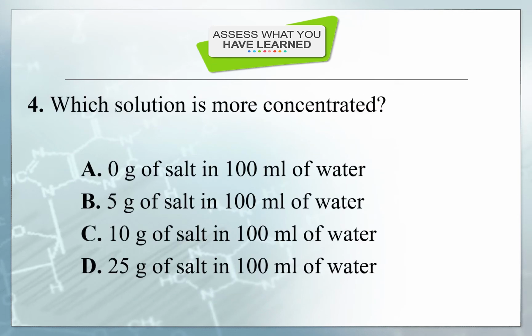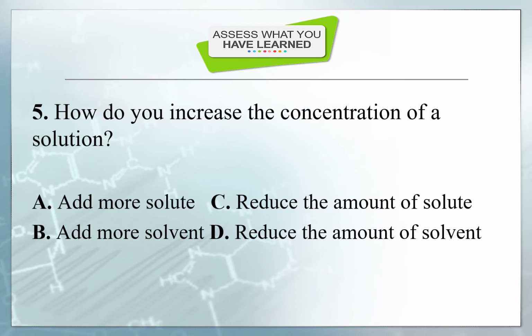Number 4. Which solution is more concentrated? A. 0 grams of solute in 100 ml of water. B. 5 grams of solute in 100 ml of water. C. 10 grams of salt in 100 ml of water. D. 25 grams of salt in 100 ml of water. Number 5. How do you increase the concentration of a solution? A. Add more solute. B. Add more solvent. C. Reduce the amount of solute. D. Reduce the amount of solvent.